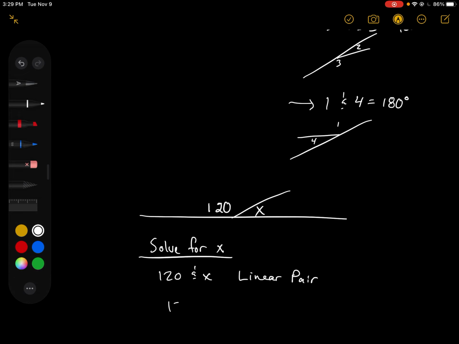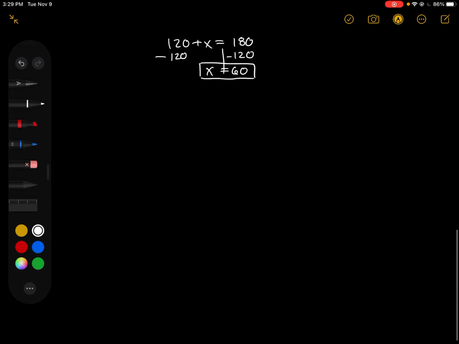So we can add these up and set them equal to 180. So some algebra steps to solve here. Subtract 120 from both sides. We'll end up with x equals 60. So there's an example of a linear pair question. All right, so commonly confused with linear pairs are vertical angles, our second skill for today.